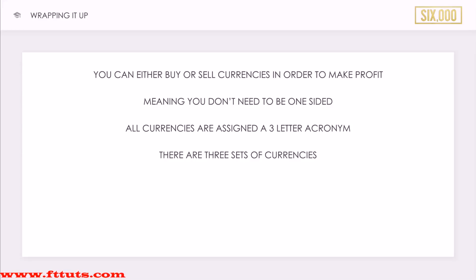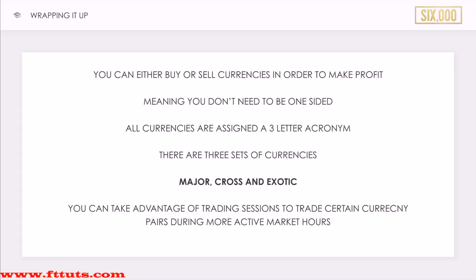And there are 3 sets of currencies, and these are major, cross, and exotic. And as I mentioned before, you want to focus on the majors and the crosses. And finally, trading sessions. You can take advantage of these trading sessions to trade certain currency pairs during more active market hours. So as these markets overlap, such as the London and New York session, you may be trading Great Britain Pound US Dollar, and you may find that it's more active during these hours of the day.